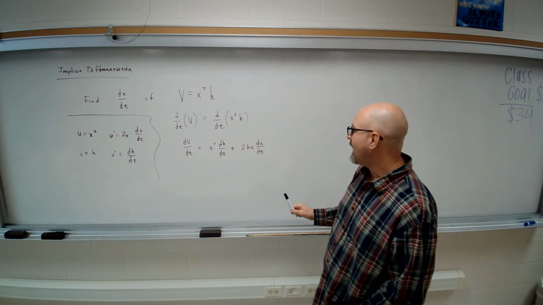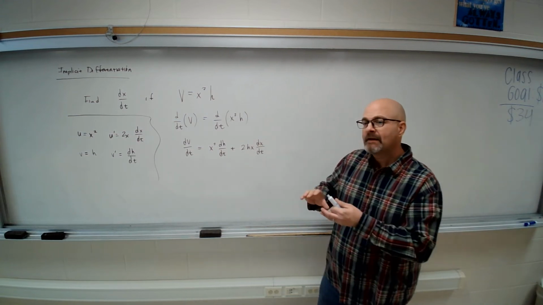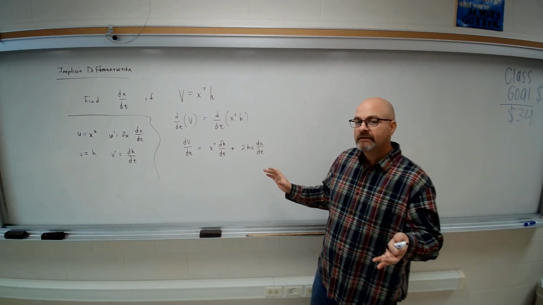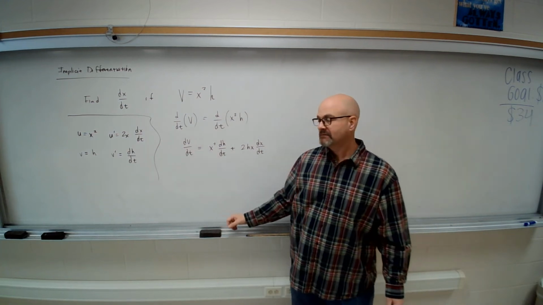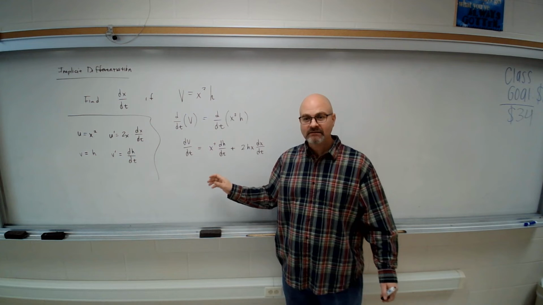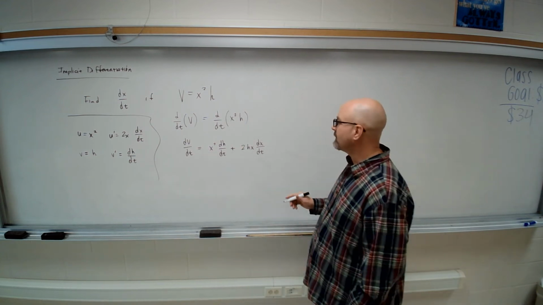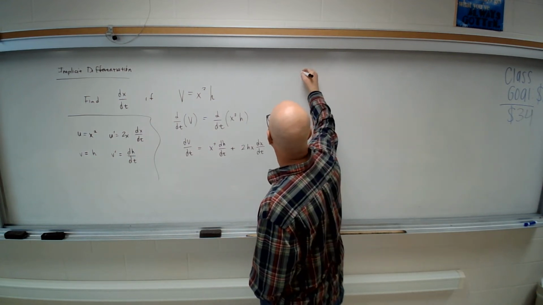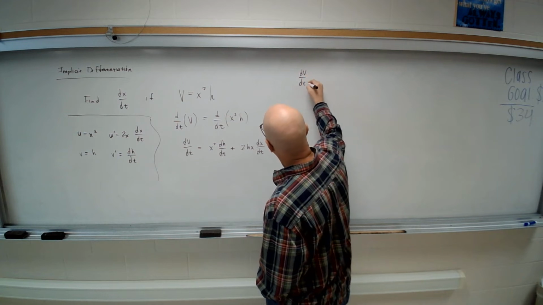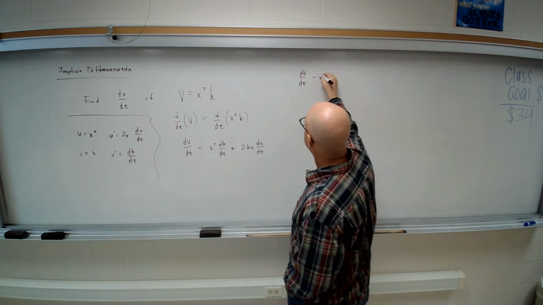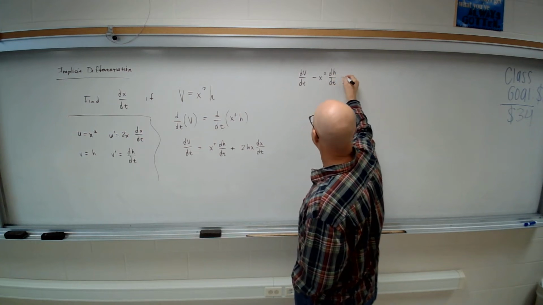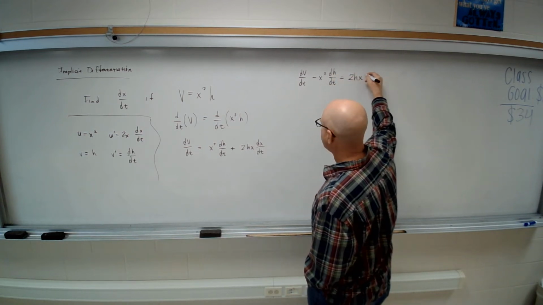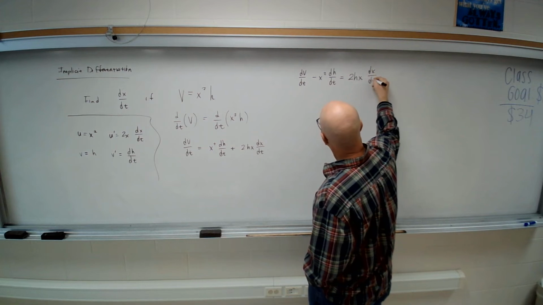So what we're going to do, I'm going to just think about if you're back in Algebra 1 and you have 7 plus 2x equals 13. First thing you do is subtract 7, right? That's the first thing we're going to do here as well. So we're going to get dV over dt minus x squared dh over dt equals 2hx dx over dt.